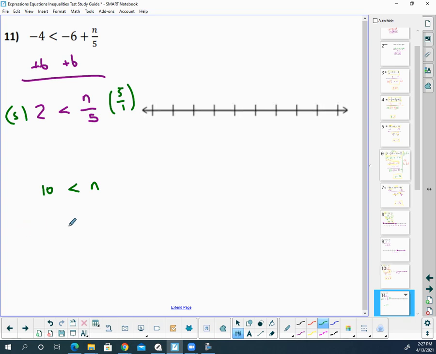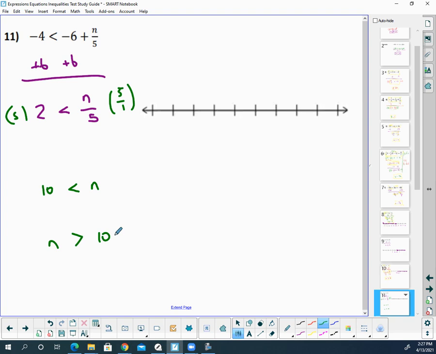Now, my advice to anybody that gets an equation like this is always rewrite it with the variable on the left. And the reason for that is if I rewrite the variable on the left, right, the open mouth, the bigger value is n, right? 10 is less than n, which means n is greater than 10. See, open mouth faces n.